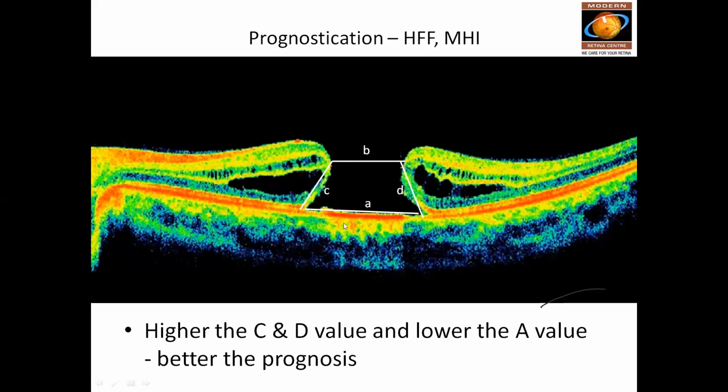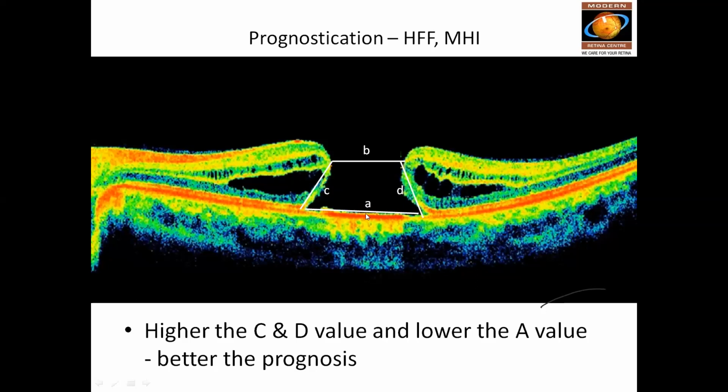So when you make such a diagram, there are two formulas, hole formation factor and macular hole index. You don't have to remember them, but the prognosis is better if the total of C and D divided by A is more than 0.5. Even that we don't have to remember. What we have to remember is C and D should be more and A should be less.